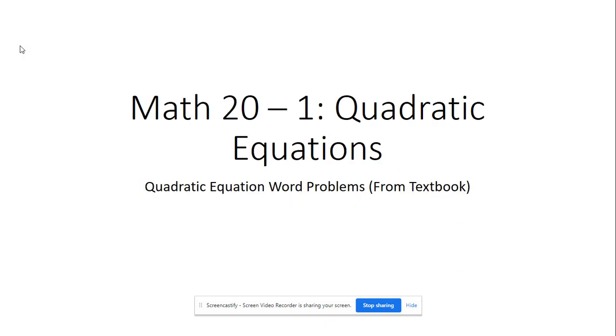Hey guys, so I thought I would conclude this unit. I went through your textbook and found some of the word problems that students of mine have found difficult in the past. So I thought I'd walk you through how to do some of these word problems, and then I'll leave it to you to go and practice some more on your own.